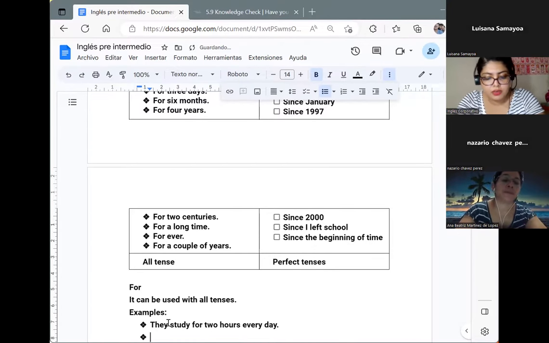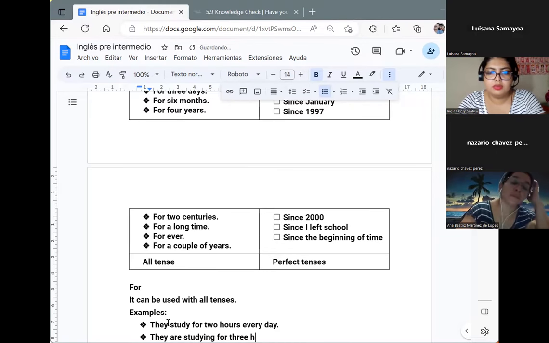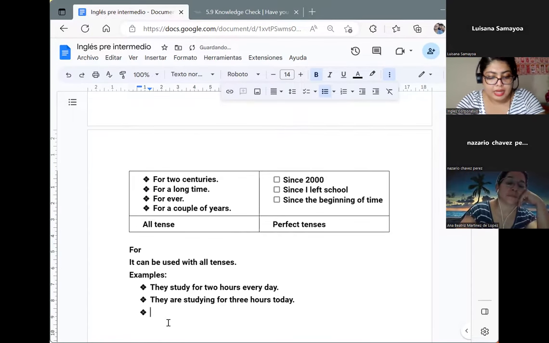They are studying for 3 hours today. Next one. He has lived in Bangkok for a long time. He has lived in Bangkok for a long time.